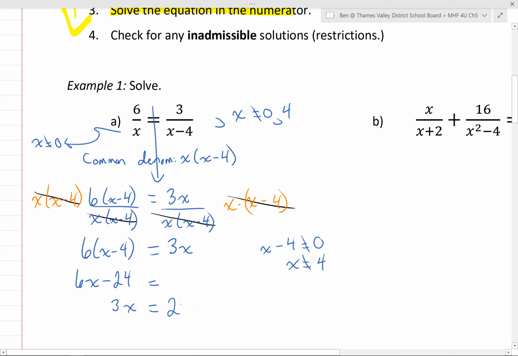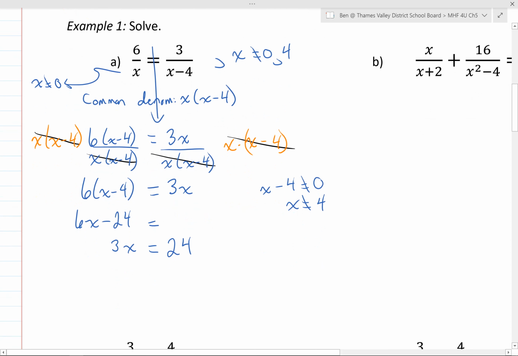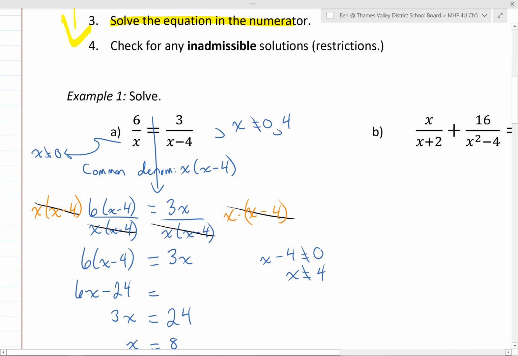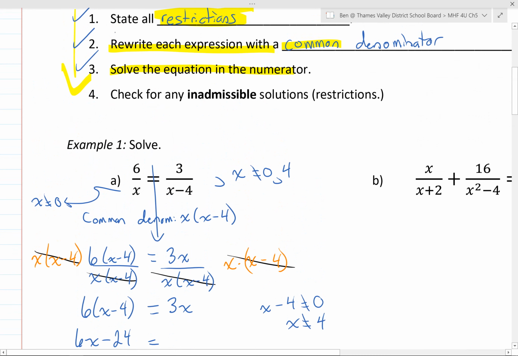I can add 24 to both sides, so 3x equals 24, and that is x equals 8. Okay, so here I would say, therefore, x equals 8. And then I need to double check. Okay, so I've solved the equation in the numerator.